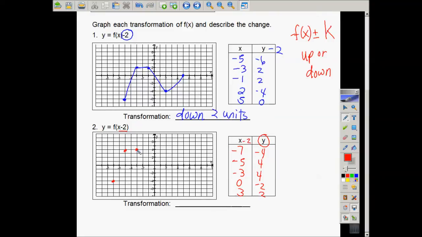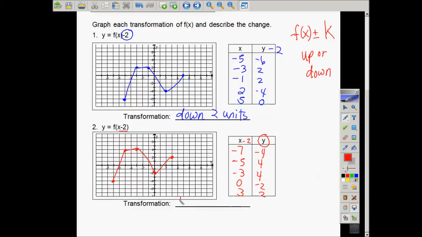I'm going to go to 0, -2. I'm going to go to 3, +2. Correct? Possibly. So what did I do to my original function? You moved it to the left. How much? 2 spaces. So I went left 2 units.